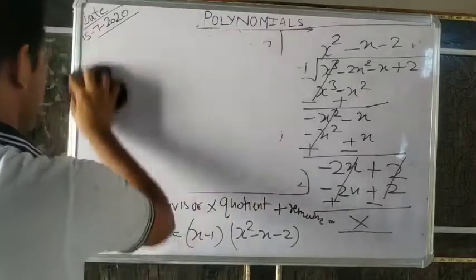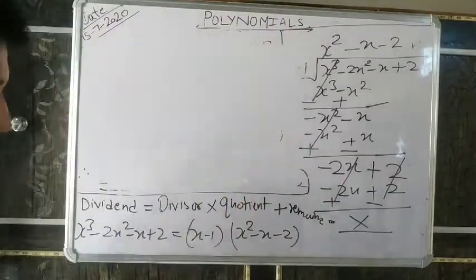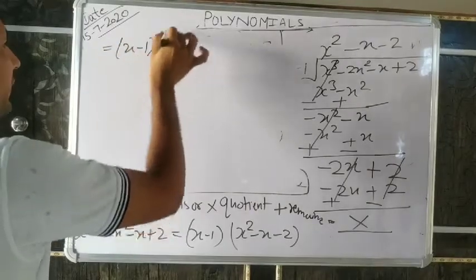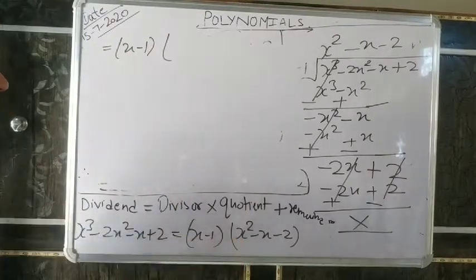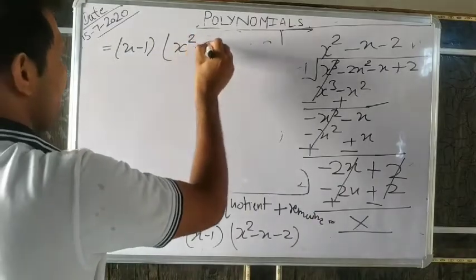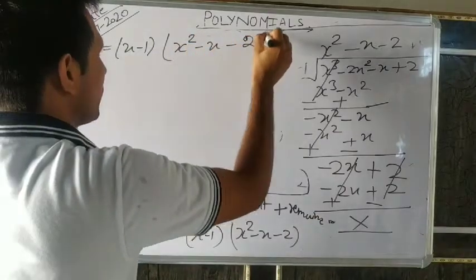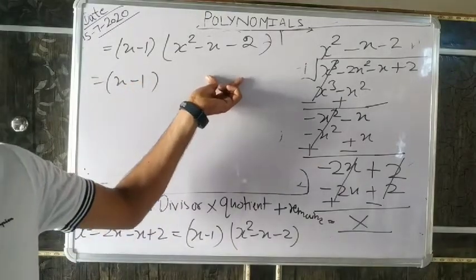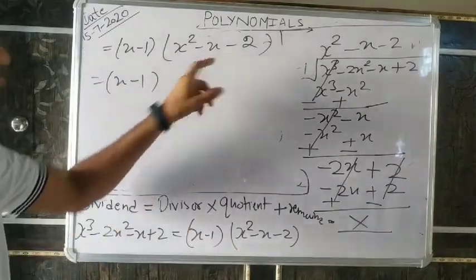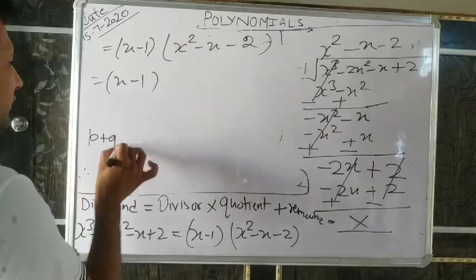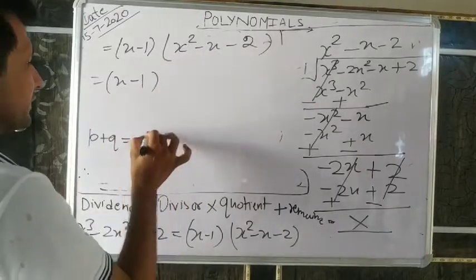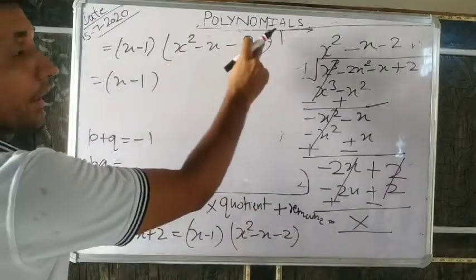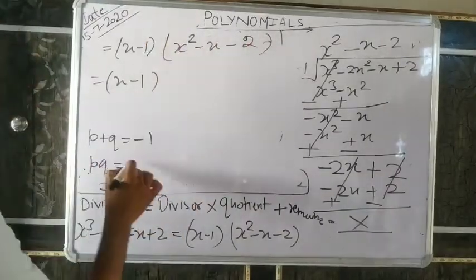So now how will we factor? One factor we already know, x minus 1. Now what remains? x square minus x minus 2. Now how will you find the factors of a quadratic polynomial? The sum of two numbers p plus q equals the middle number. The middle is minus 1, and the product of the two numbers is the first and last term, minus 2 into 1, minus 2.